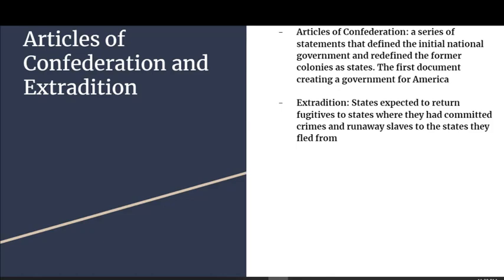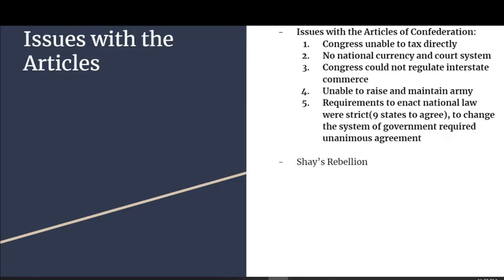Another important idea to understand is extradition, where states were expected to return fugitives to the states where they had committed crimes. This was applied to runaway slaves. This is kind of to respect this idea of, hey, we're all working together. You can't be a criminal in one state and not be a criminal in another. They're all still criminals, and you have to return them to their rightful state.